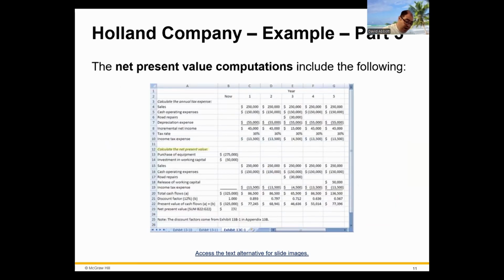So our net present value computation includes the initial outlays for the purchase of the equipment, which was 275,000, the investment in working capital, which is 50,000, the annual sales, which is 250,000, the annual cash operating expense, which is 150,000, the road repairs that would occur in year 3 of 30,000, the release of working capital in year 5, which was 50,000, and the annual income tax expense for years 1 through 5. And so we see what the net present value would be.